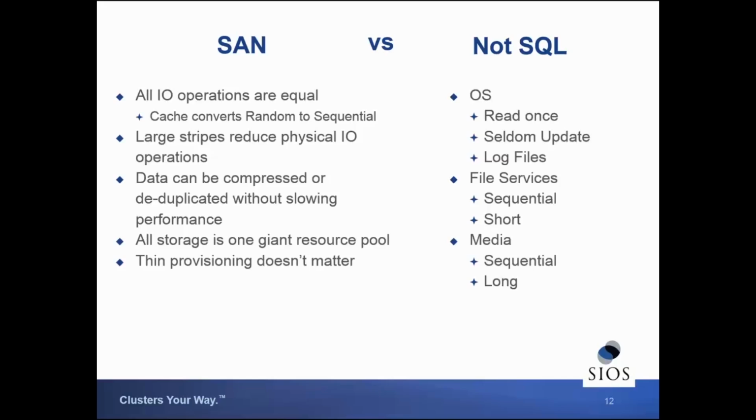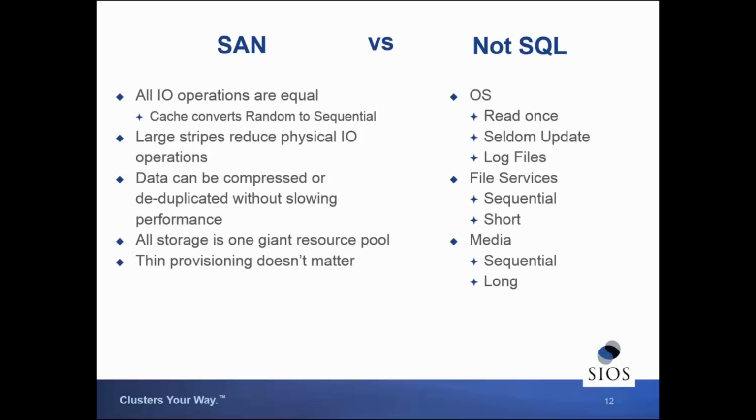Random and sequential have very different performance operations. Now, for non-SQL workloads, this works just fine. I mean, SANs were originally designed to be either file servers or consolidated OS storage units for virtualization and other consolidation technologies, or they were used for maybe great big media servers. And so the patterns that they optimize for fit all of these non-SQL workloads.